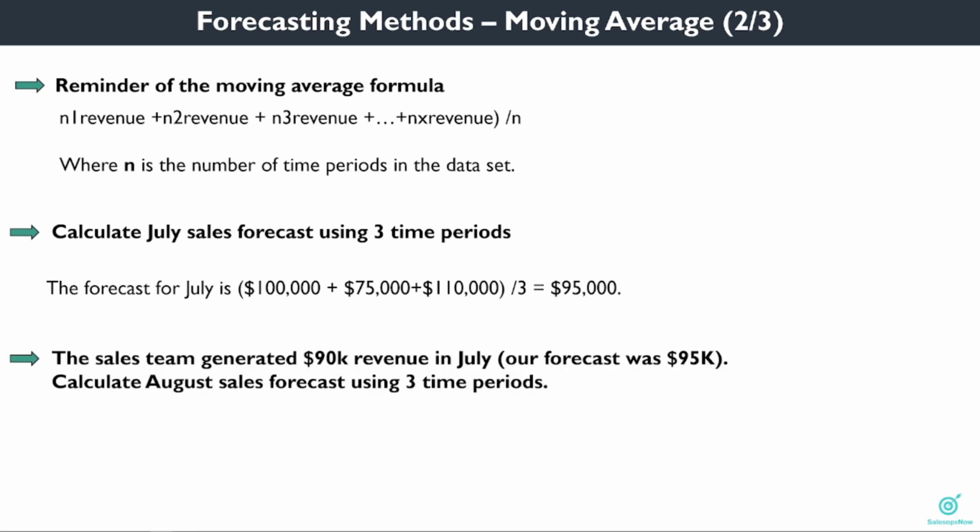It is now the beginning of August, let us assume, and the actual revenue generated by the sales team in July was 90,000. So our forecast was 95,000, but the actual revenue generated was 90,000. Using this figure, calculate the forecast revenue for the month of August.